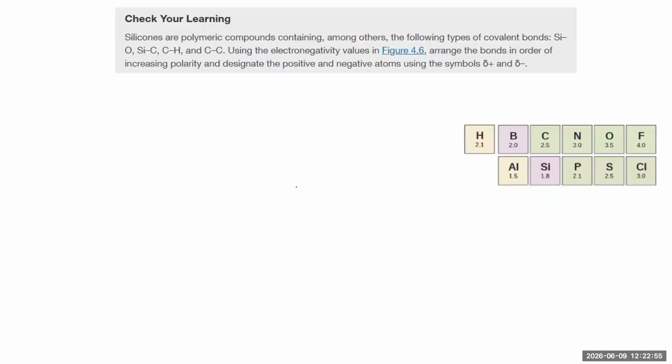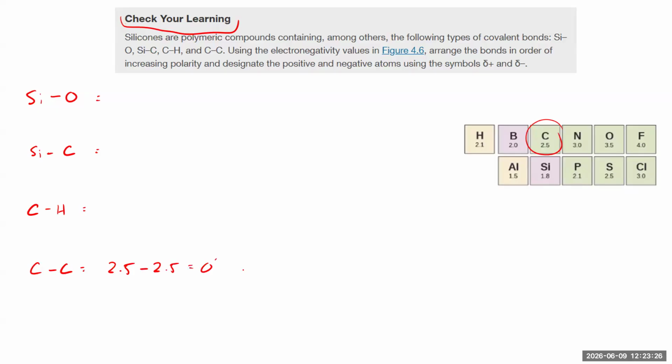All right, let's use these numbers and check our learning here. They want an SiO bond, an SiC bond, a CH bond, and a CC bond, right? Let's look at the electronegativity values. Let's start at the bottom. This is going to be 2.5 minus 2.5. That's going to be 0. So that's going to be covalent. And maybe in brackets, I'll put pure so that we know what we're talking about, right?